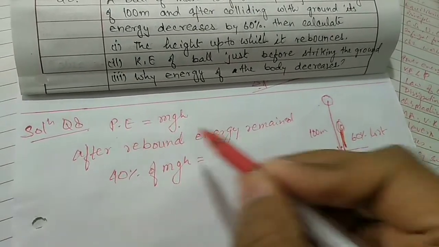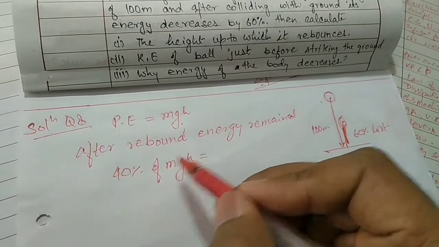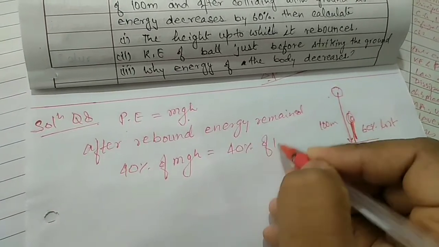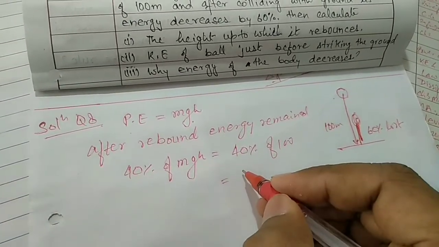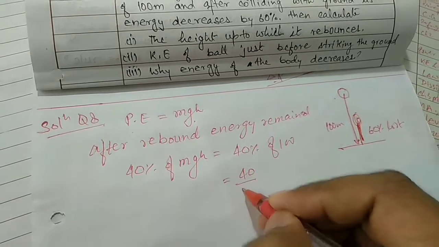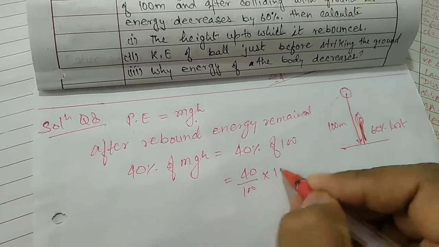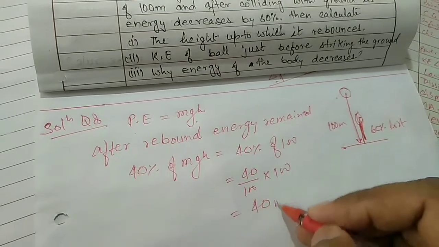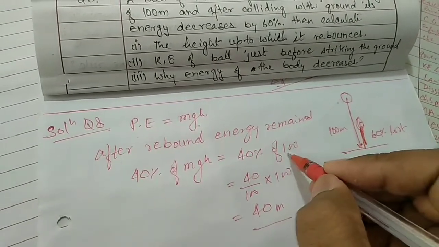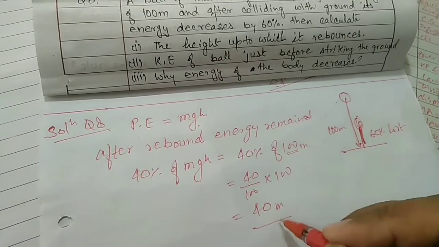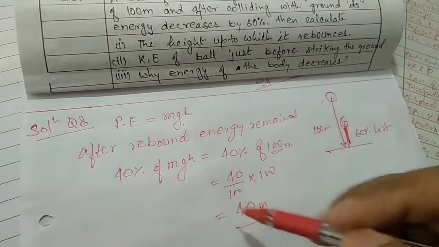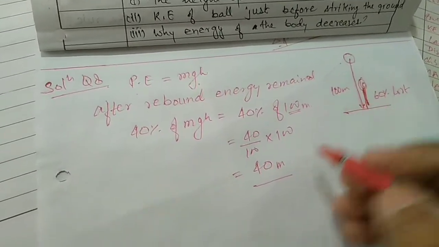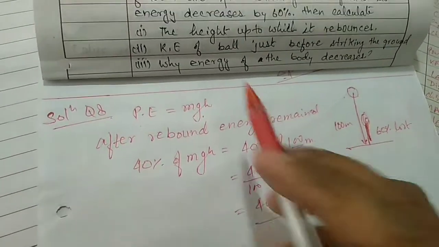So mass will not change, g will not change. What will change? h only. So 40% of 100 is 40 upon 100 into 100, which is 40. This was in meters, so it is also in meters. This 100 was the height, 100 meter. So 40%, because mass and the value of g are not changing. So it will rebound up to 40 meter height only.